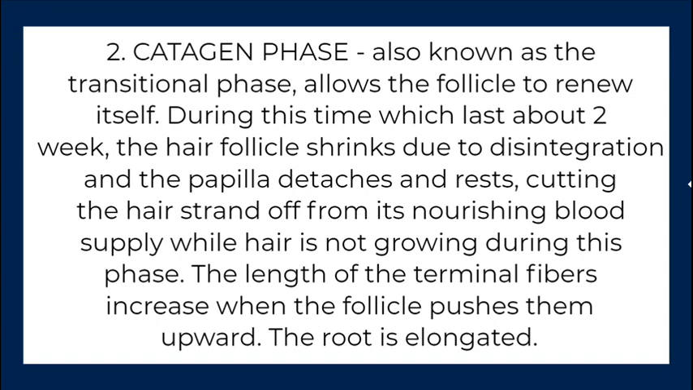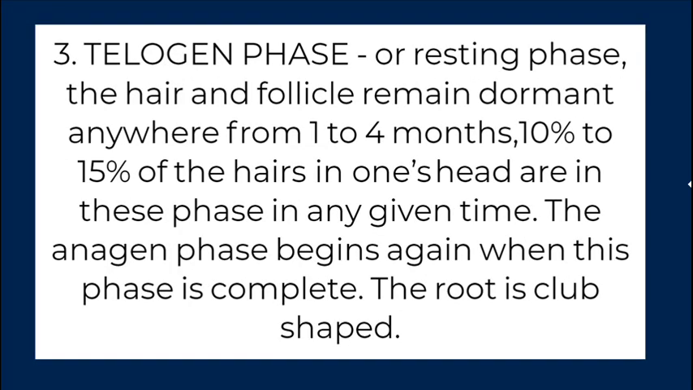The length of the terminal fibers increase when the follicle pushes them upward. The root is elongated. 3. Telogen phase, or resting phase, the hair and follicle remain dormant anywhere from 1 to 4 months. 10% to 15% of the hairs in one's head are in this phase at any given time. The anagen phase begins again when this phase is complete. The root is club-shaped.